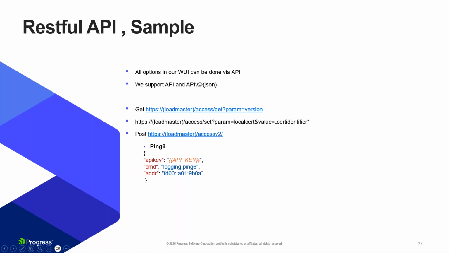Alternatively, you have API version 2, which is this down here. It's a POST to the LoadMaster address /access/v2, so that's version 2. And then you have a body you send, a payload that you send with your request. Here it's a certain API key. You can also use username and password, by the way, but I prefer the API key. And then your command, what you want to do. In this case, I want to do a ping on IPv6, and you put in the address, and it will now perform a ping for this address and give you the result back.